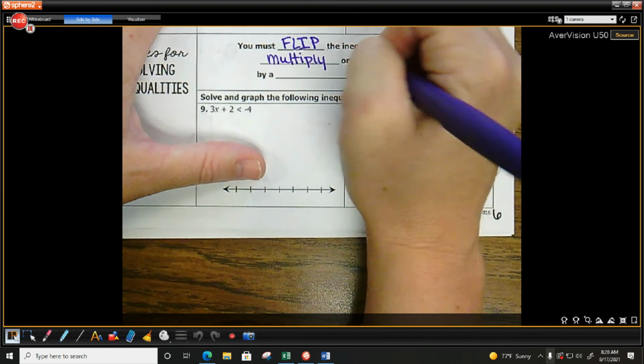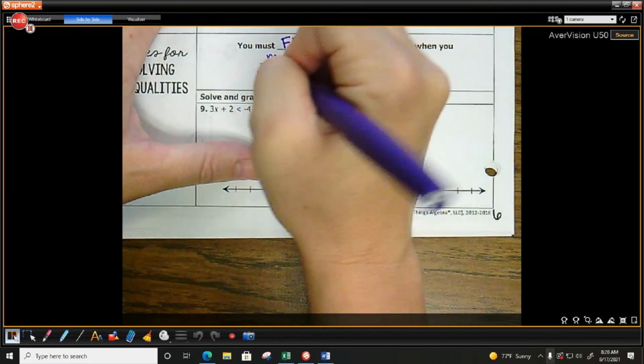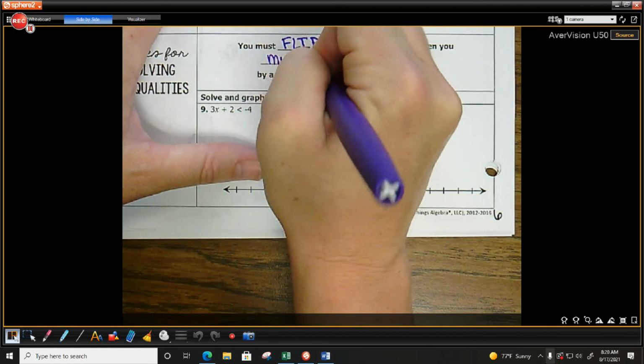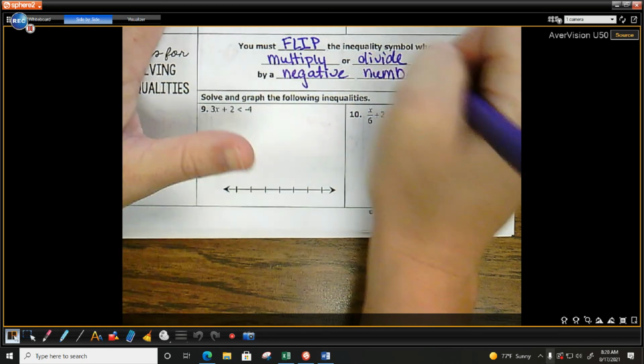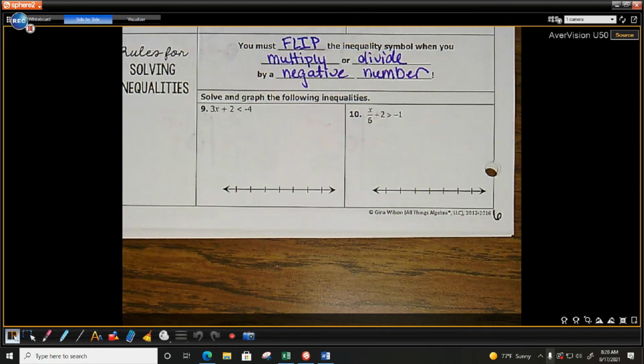Now, biggest thing, people think anytime there's a negative, anytime I multiply or divide, we're flipping inequality signs. That is not the case. You only flip the inequality sign when you multiply or divide both sides of your inequality by a negative number. Okay? What does it mean to flip the inequality sign? If it's a greater than, it becomes a less than. If it's a less than, it becomes a greater than. You literally just flip it. Okay?